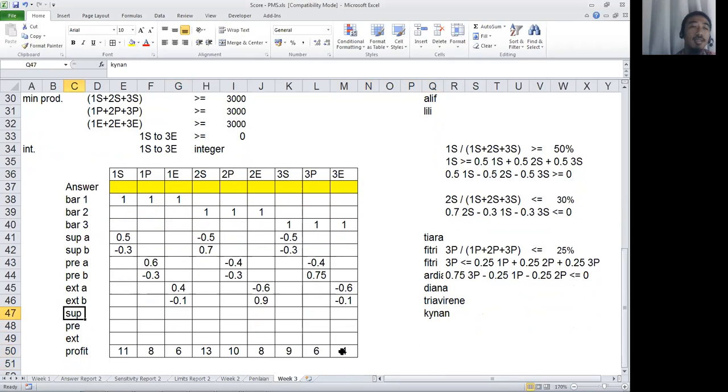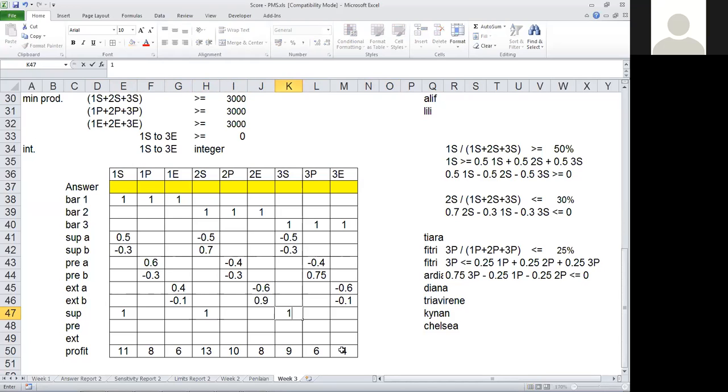Okay, the last three, production. It should be very easy. All of them more than or equal to 3,000. So, which cell? All of them. Chelsea, please. Which one? The first one. So which cells do we need to put a number in? 1S is 1. 2S is 1. Good. 3S is 1. Okay, good.